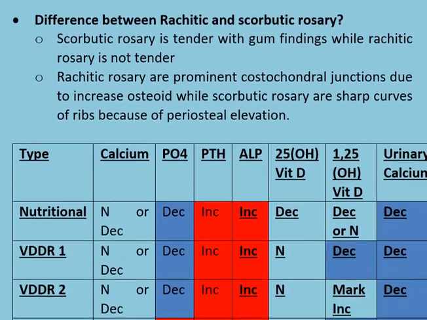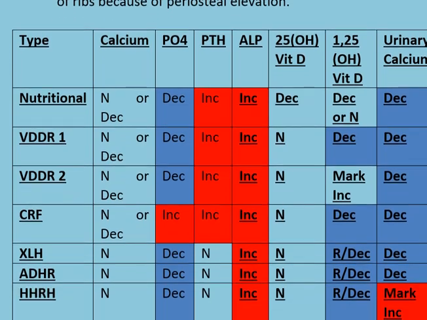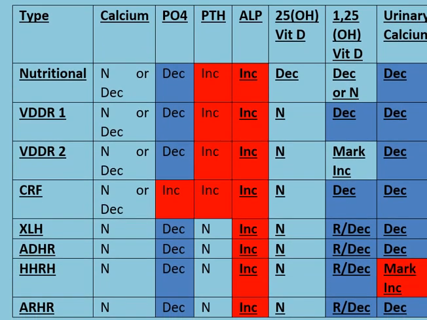You must recognize the different types of rickets. In nutritional rickets, the difference is that parathyroid hormone and alkaline phosphatase are increased. Alkaline phosphatase is increased in almost all types of rickets. However, phosphate is only increased in chronic kidney disease. And remember, in hypophosphatemic rickets, there is a marked increase in urinary calcium, hypercalciuria. So these are the different tables. You have to see and memorize this table.